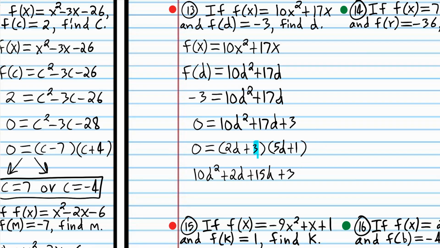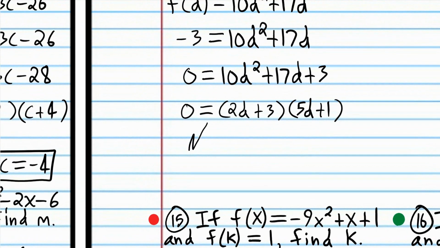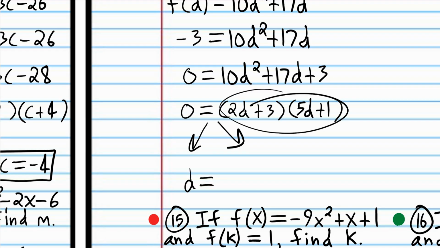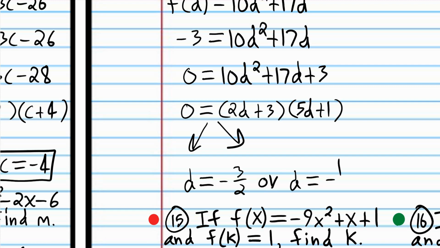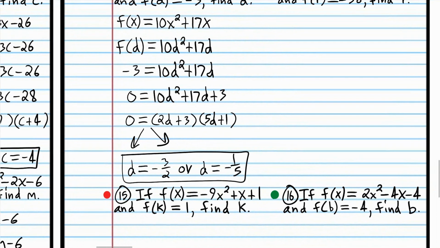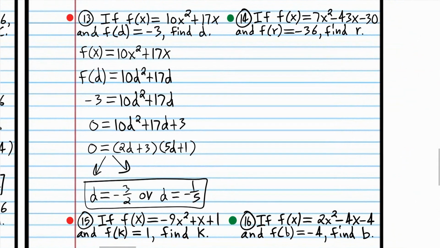Now, if I had put the 1 over here and the 3 over there, I would have got something different. But that's okay. We could just try again, switching the 3 and the 1. So the factorization is correct. By looking at this expression, I can see what my solutions are going to be. If d is negative 3, that makes one of those factors 0. And if d is negative 1/5, it makes the other factor 0. So that makes the equation work. Okay, I want you to try number 14. When you come back, we'll do it together.